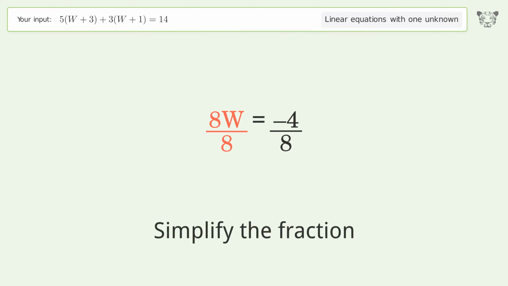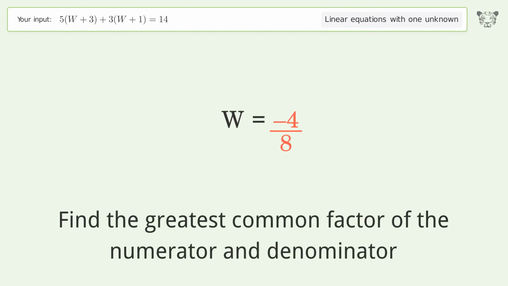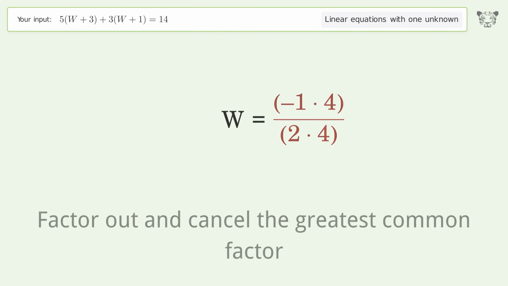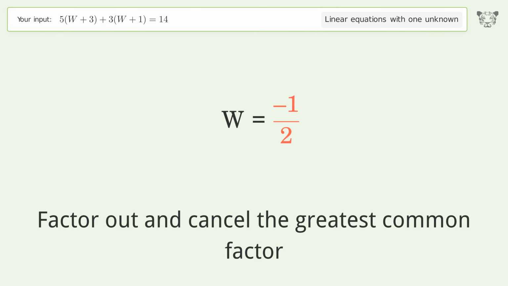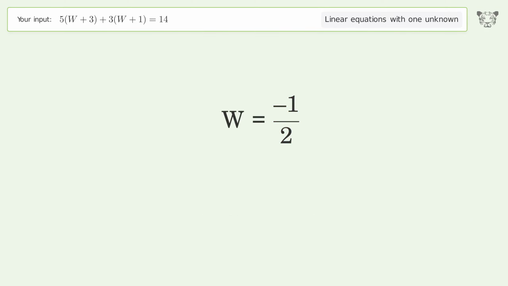Simplify the fraction. Find the greatest common factor of the numerator and denominator. Factor out and cancel the greatest common factor. And so the final result is W equals -1/2.